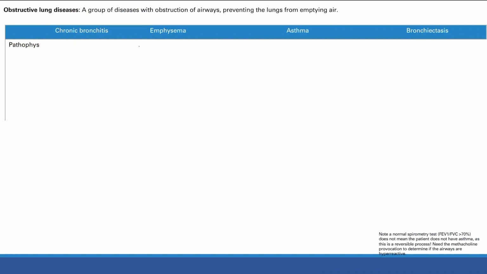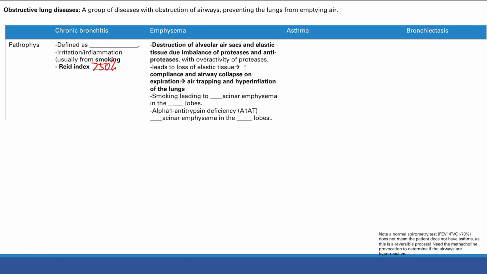And what's your Reid index going to be? Remember, your Reid index is going to be over 50%. Okay, let's go to emphysema now.